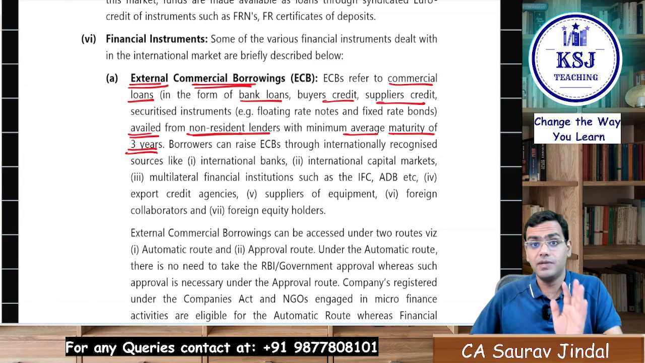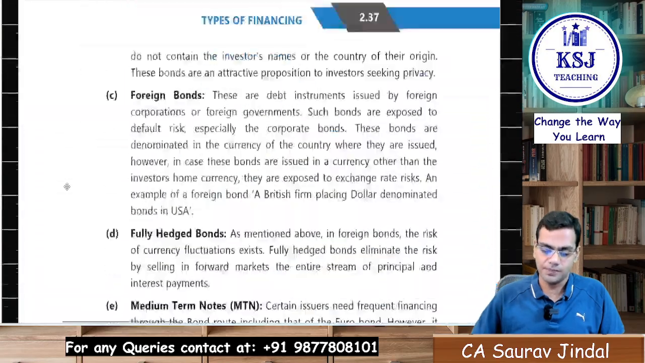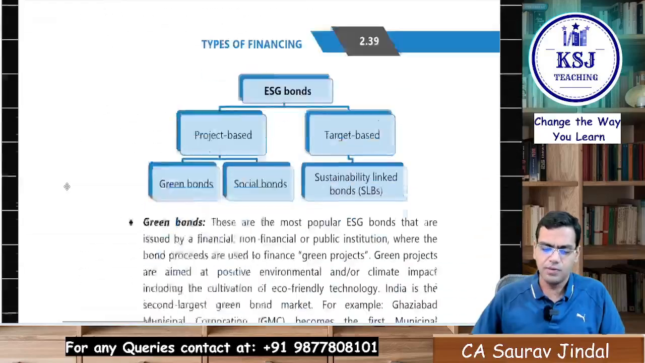With a minimum maturity of 3 years, it can be for a higher period, right? So this is external commercial borrowings. These euro bonds and all, just give it a plain reading, that's it, not important at all.